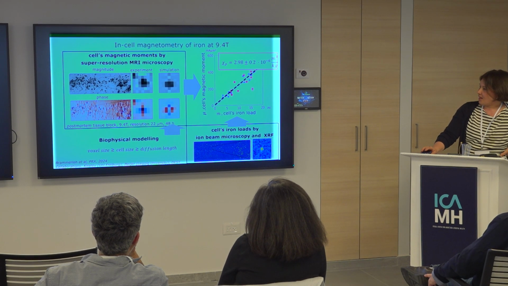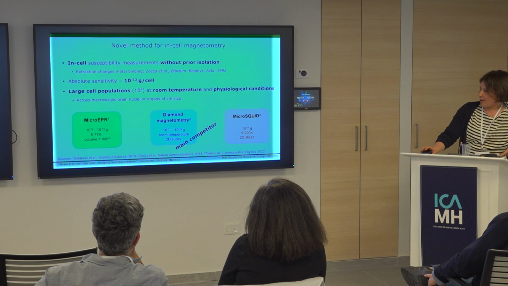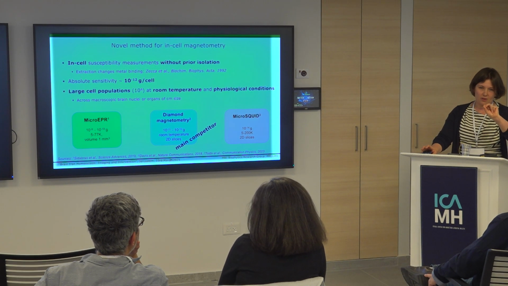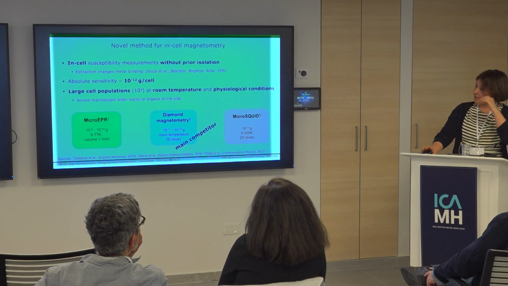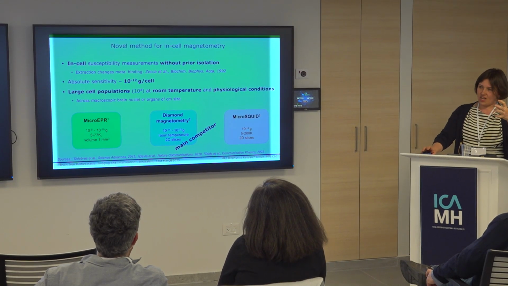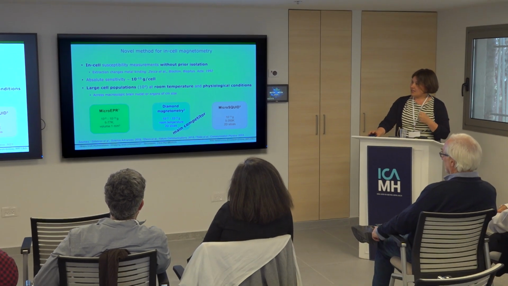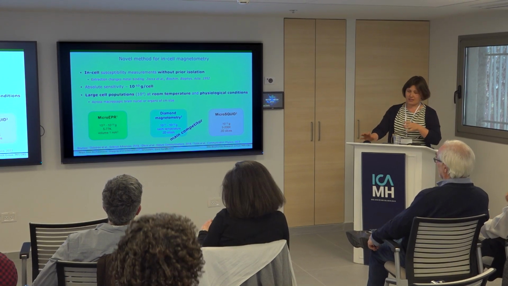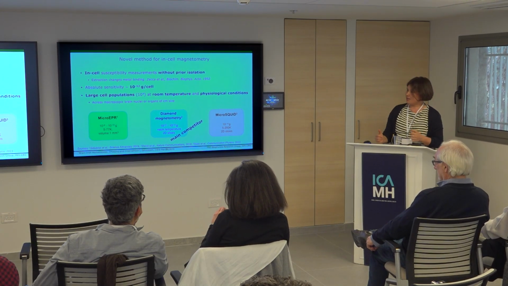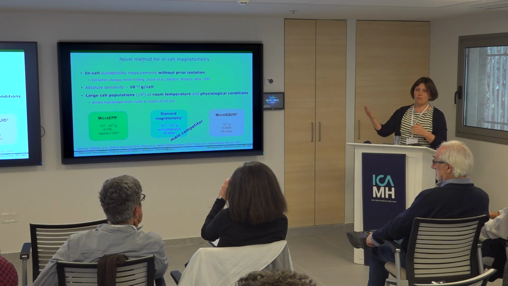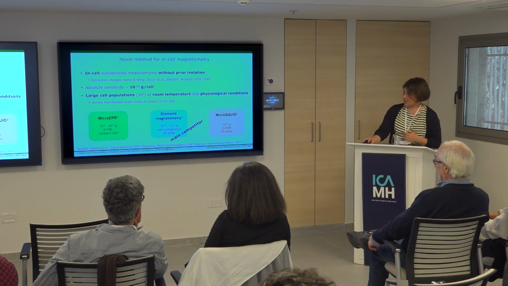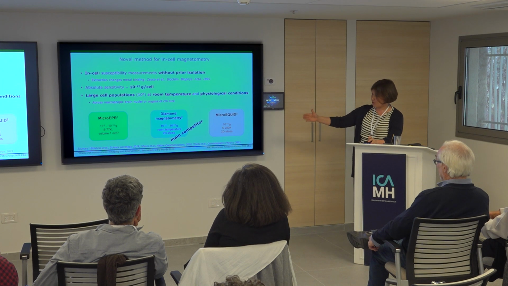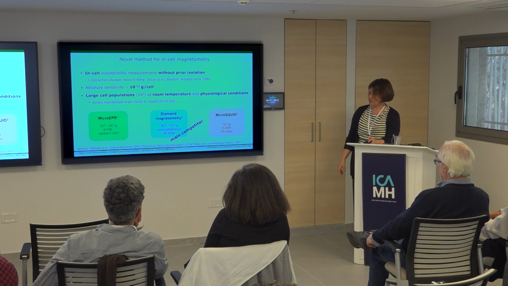And I think it's a really nice method, because it is a measurement of the susceptibility of iron without prior isolation from the tissue. It's very important because isolation can change the state of iron. It has a sensitivity of picogram per cell, and can work on large ensembles. This is particularly important if you want to compare with MRI. And we actually perform very well compared to other methods, because we work at room temperature and can cover really big tissue. How do you calibrate that?